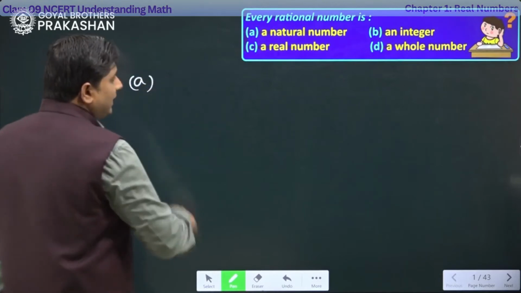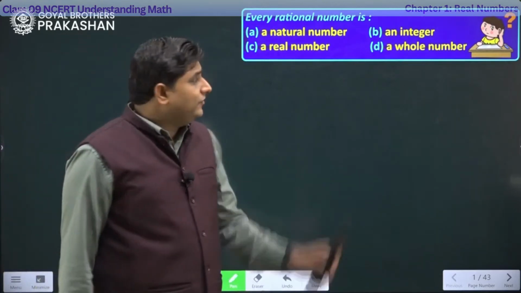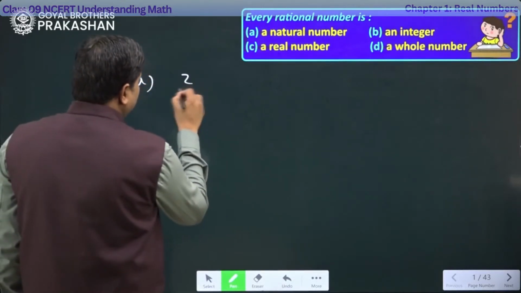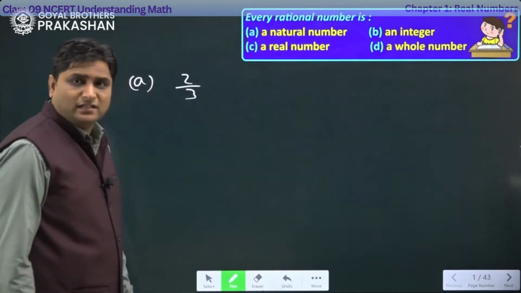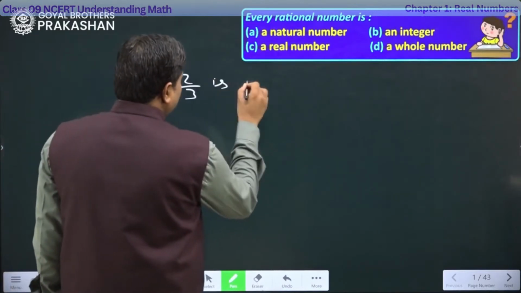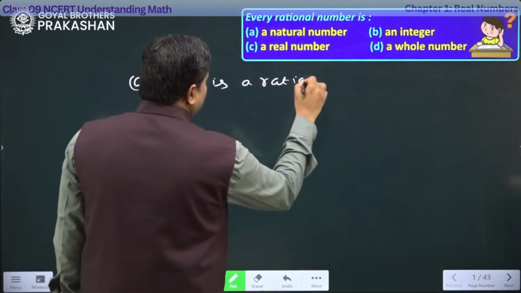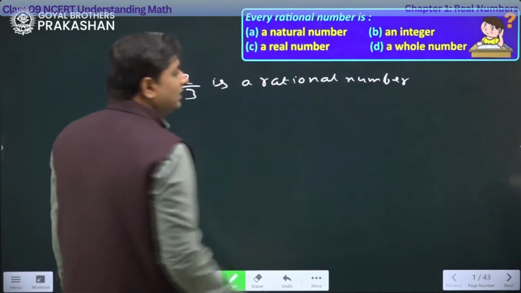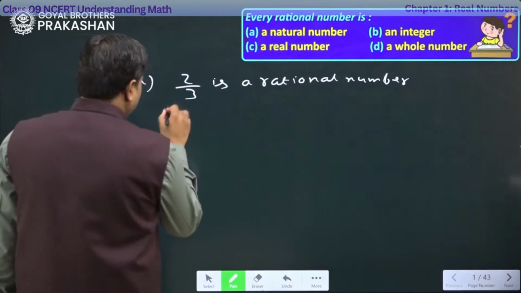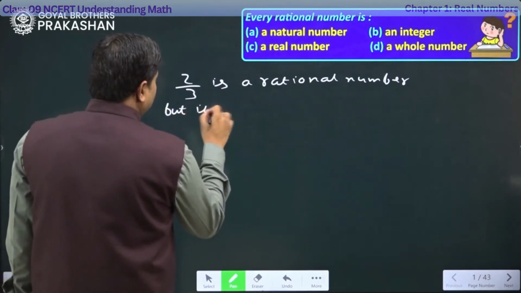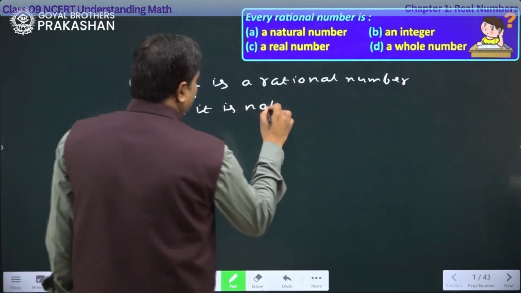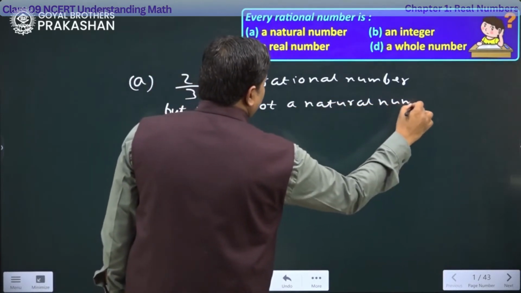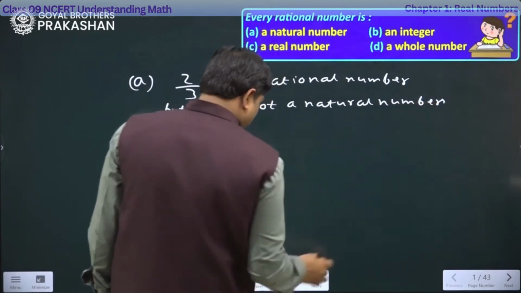So dear student, for option A we have to check whether every rational number is a natural number. If I write 2 by 3, is this rational? Yes. 2 by 3 is a rational number. Is it a natural number? No. We can write it, but it is not a natural number. So we can say every rational number is not a natural number.